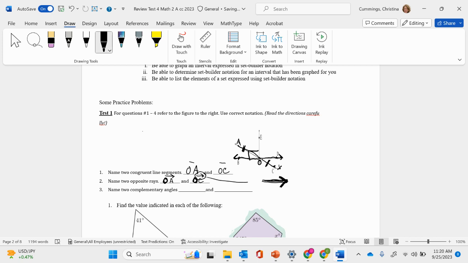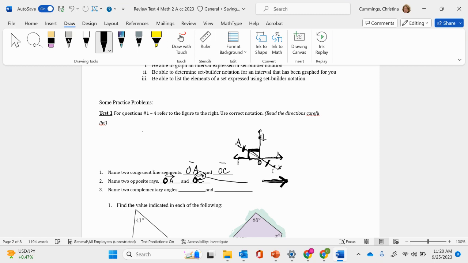Complementary angles, angles that together make up a 90-degree angle. So you are looking for the right angle symbol in the diagram, which is right here. The right angle is this. But the right angle is never part of the 2 complementary angles. They're 2 angles that together make a right angle.